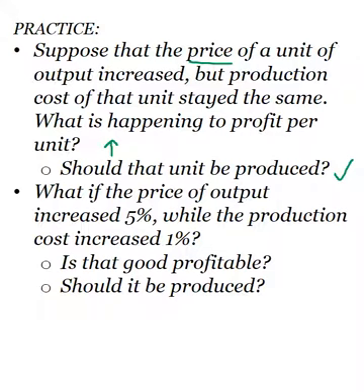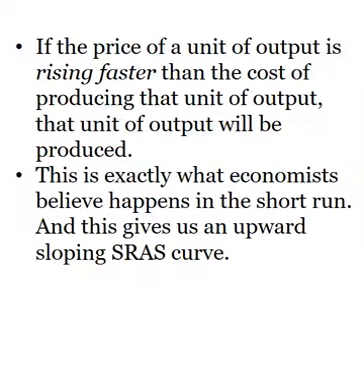Absolutely. And then we have a question with numbers. What if the price of output increased 5% while the production cost increased 1%? In that case, your net profit would be 4%. There might be a certain amount of profit that you had beforehand, but we just know that your profit changed by increasing 4%. So is it profitable? Yes. Should it be produced? Yes. So bottom line, if the price of a unit of output is rising faster than the cost of producing that output, that unit should be produced. If it's profitable, it's going to be produced in the economy.